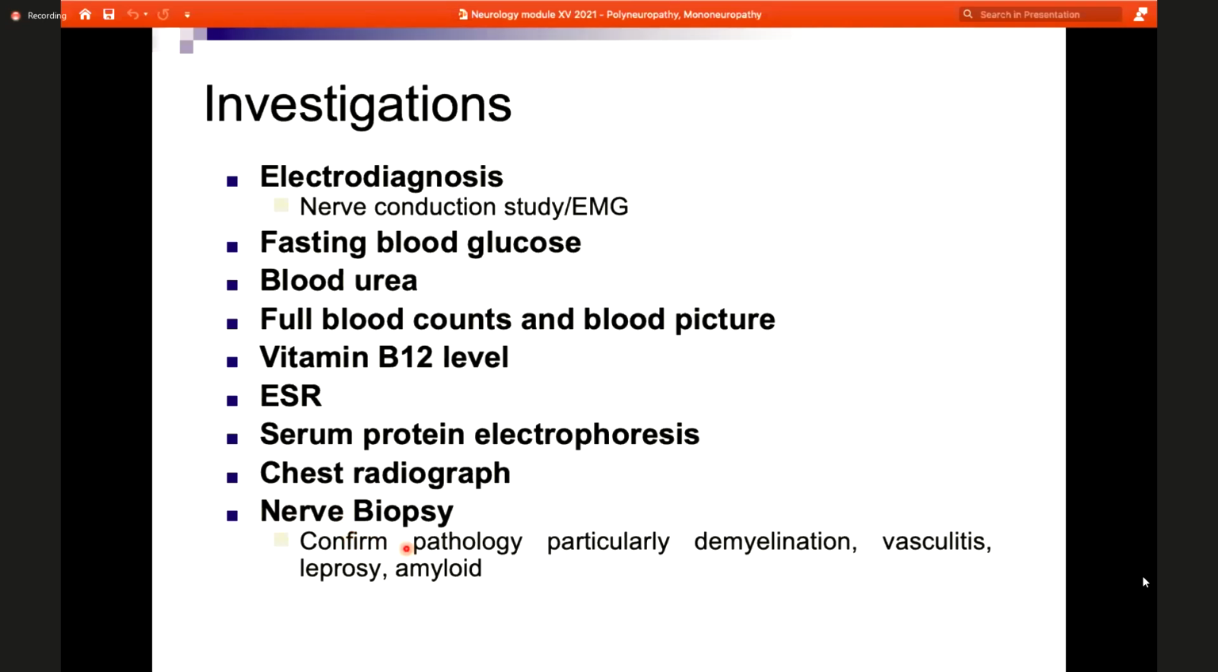Nerve biopsy will confirm the presence of neuropathy, but this is not essential for diagnosis of polyneuropathy. And it will also identify some of the causes, like vasculitic neuropathy. We will come to this in our next lecture, vasculitic neuropathy. It helps to identify leprosy, amyloid, for example, but the utility of nerve biopsy is actually limited. It's not as promising as you would think. But in correct situations, it's useful.